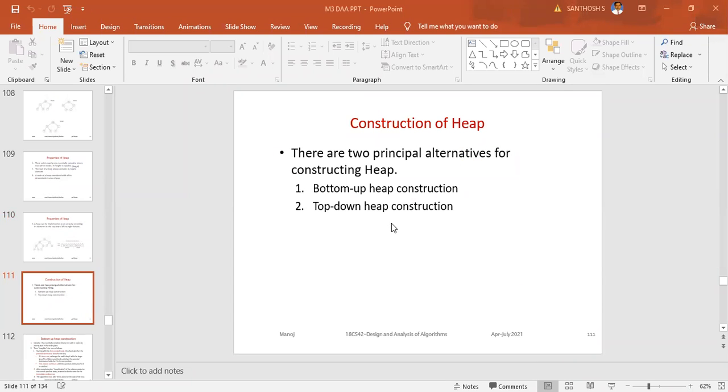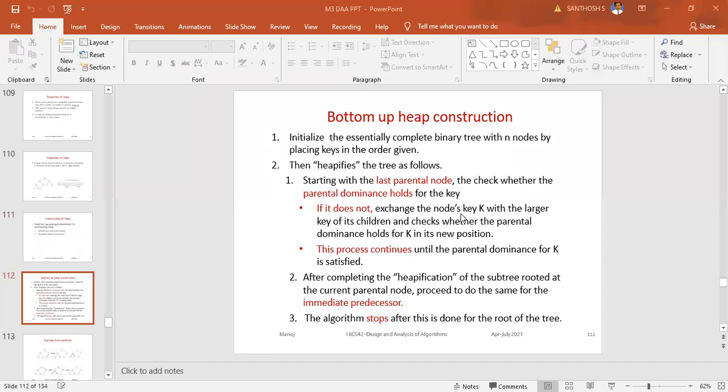So now you come to heap construction. This is a very, very important concept, the construction of the heap. There are two principal alternatives for constructing the heap. One is bottom-up heap construction. The other one is top-down heap construction. So bottom-up as well as top-down.